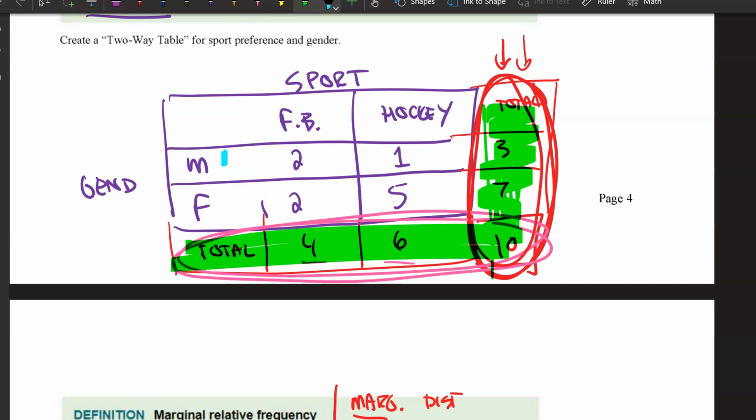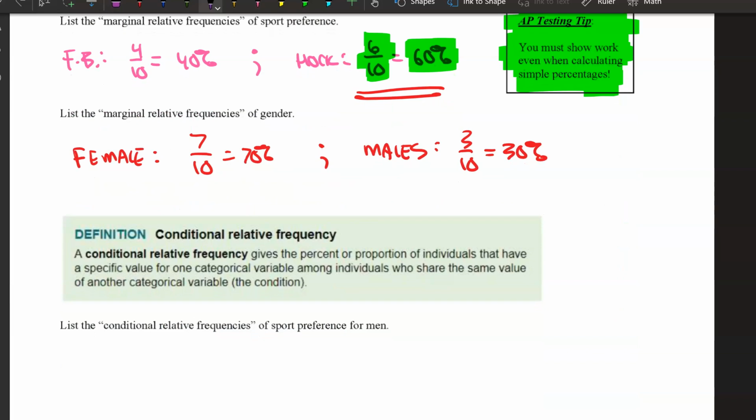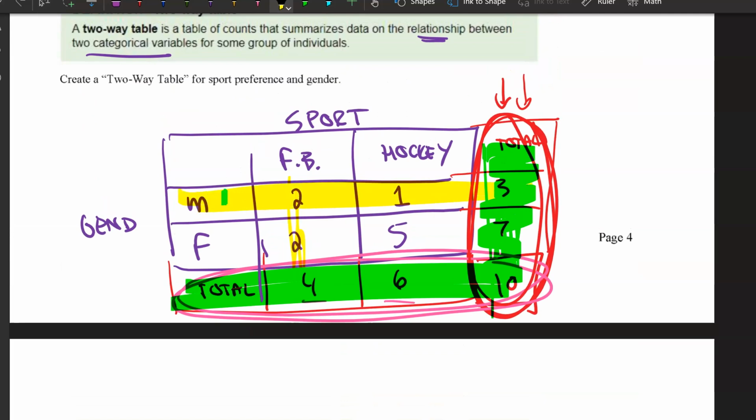Or I could go vertically. This would be the distribution of gender for people that like football. So you could condition it whichever way you want. Okay. This question is saying list the conditional relative frequencies of sport preference for men. So this is the condition. This is the distribution I'm talking about. So that was the one I did this way.